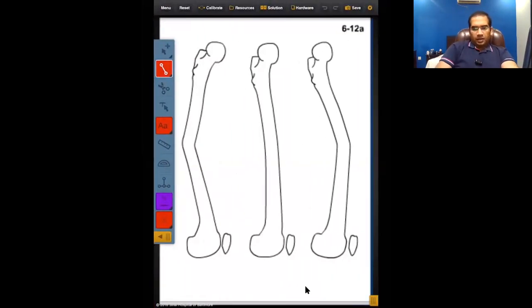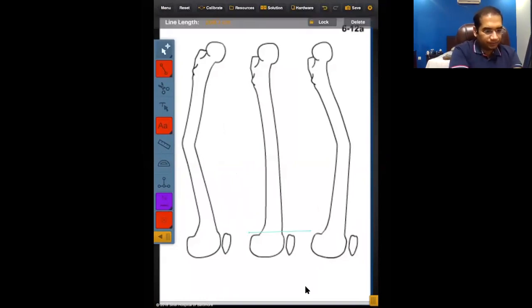Okay. Now here I'm only discussing the diaphyseal part. Okay, then later on we'll come to the distal part as well. Here first let us assess in the middle.